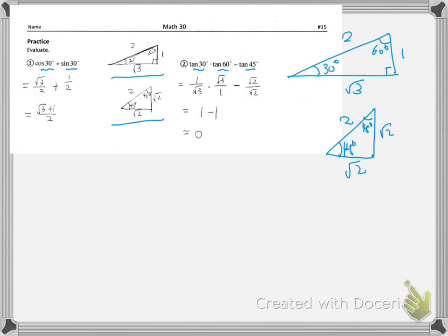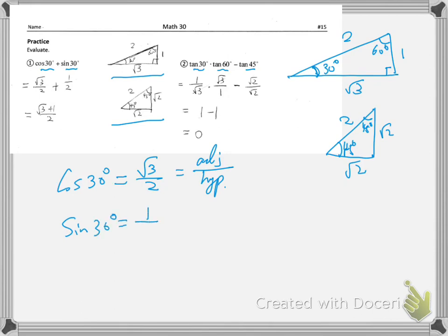So what's cosine 30? Look at 30, it is here. So adjacent of 30 is radical 3, and then hypotenuse is 2. So this is radical 3 over 2, adjacent over hypotenuse. Okay? So what is sine 30? Sine 30 is opposite over hypotenuse. So it's 1 over 2. Then you can solve the first question.